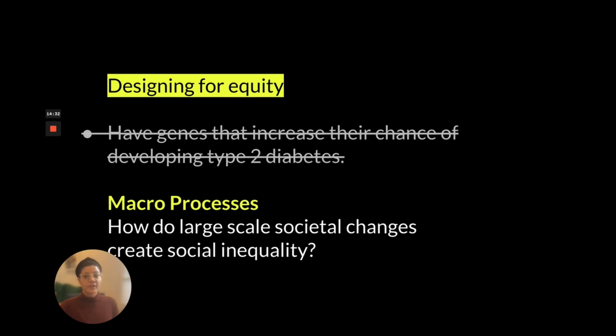So when designing for equity, instead of having this focus on racial contribution, genetic contribution, we can instead think about place. So how do large-scale societal changes create the social inequality that can lead to disparate or worse healthcare outcomes for the communities that we're designing for?